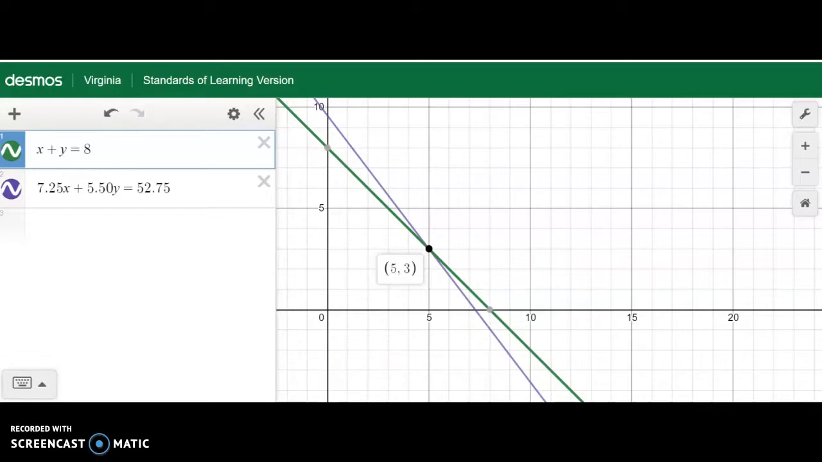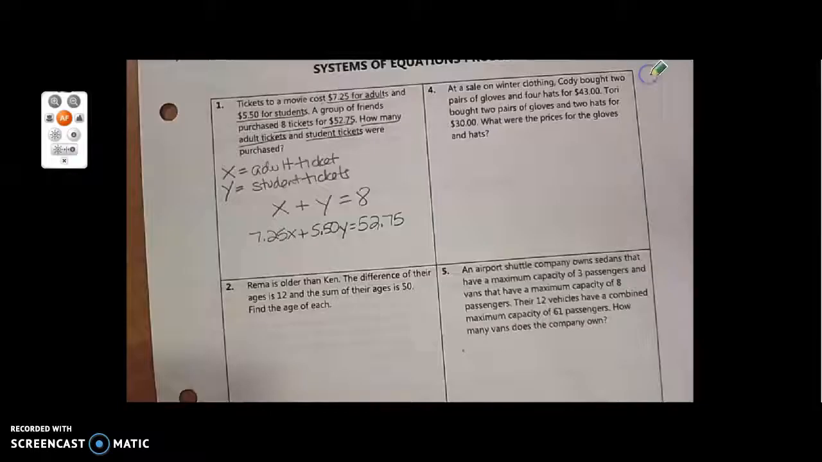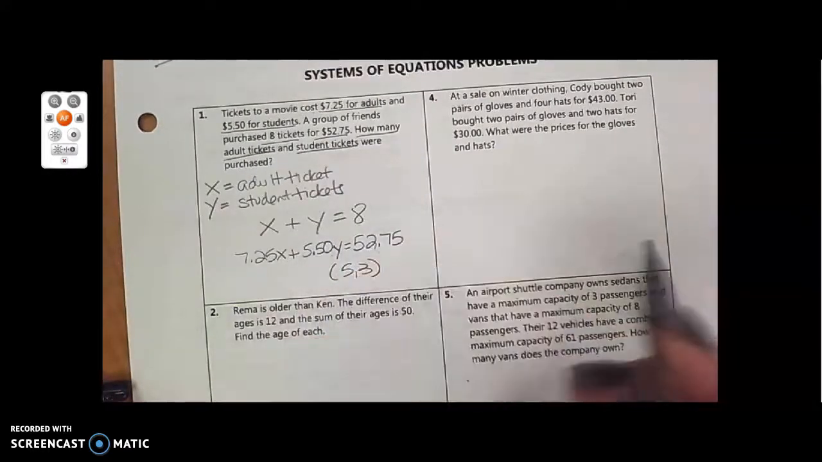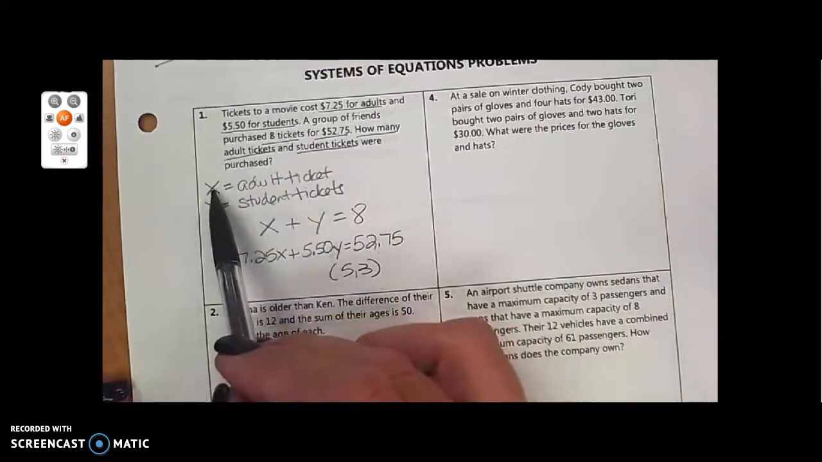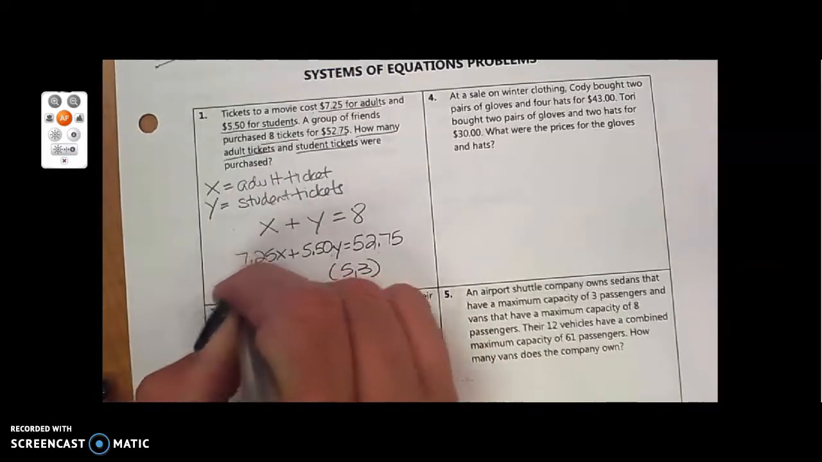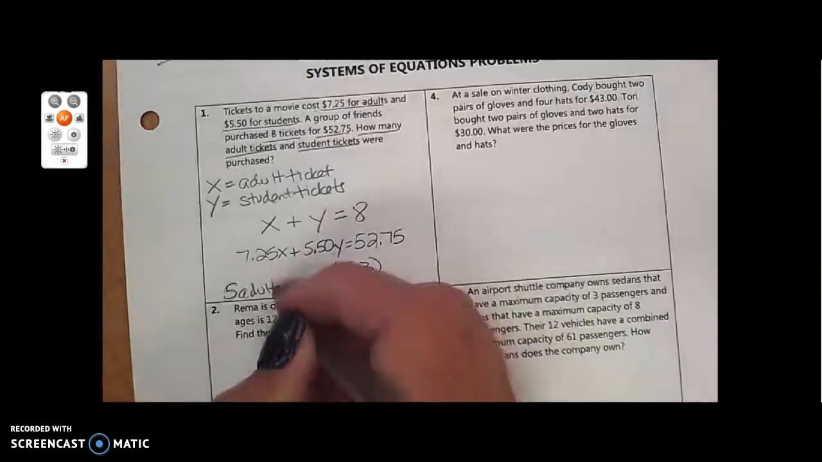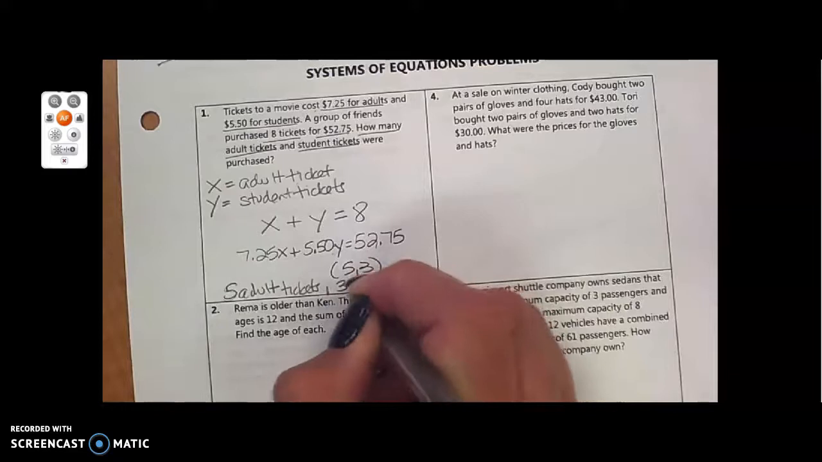Okay, so if I go back to my word problems sheet, I have my ordered pair as (5, 3). It's asking how many adult and how many student tickets. Remember, X was adult, so it was 5 adult tickets. You have to make sure you answer your question. 5 adult tickets and 3 student tickets.